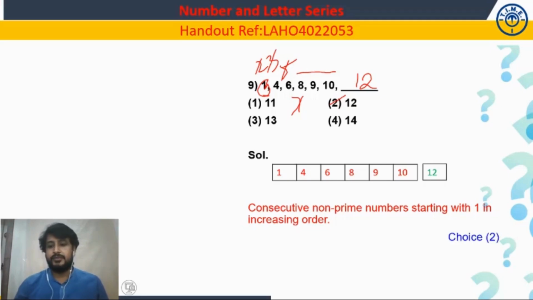Choice 2: 12. Consecutive non-prime numbers starting with 1 in increasing order. You got the difference between non-prime numbers and composite numbers, right? The numbers which are not prime, we may call non-prime numbers or composite numbers. But when calling them composite numbers, remember that 1 is neither prime nor composite. Okay.